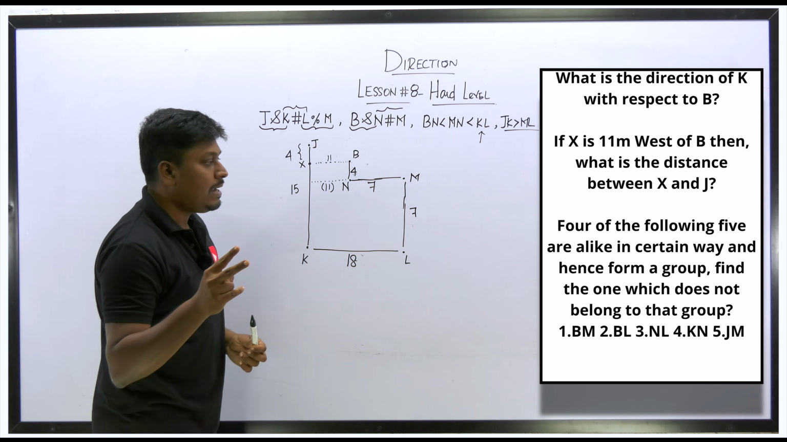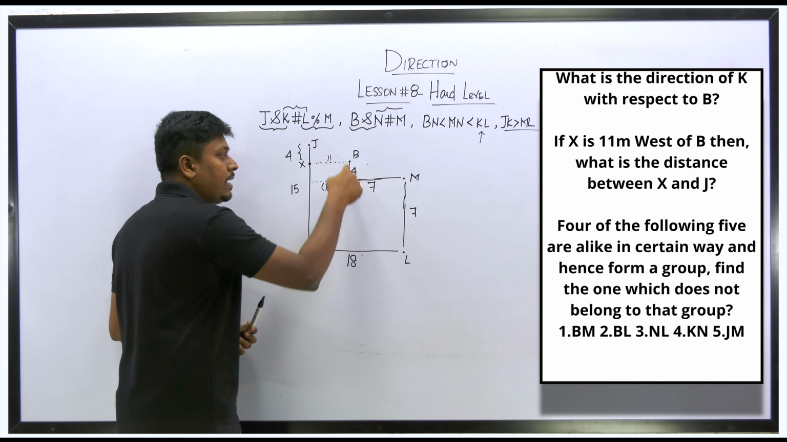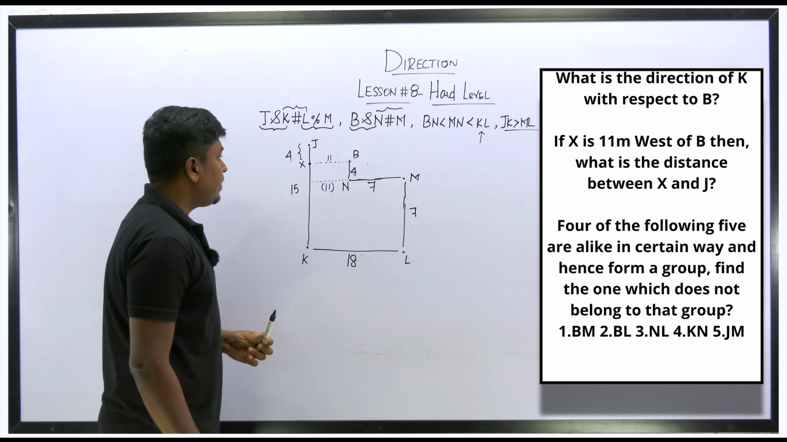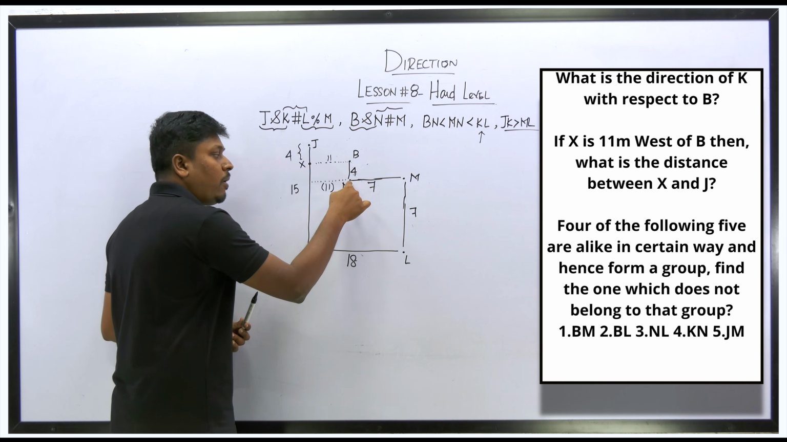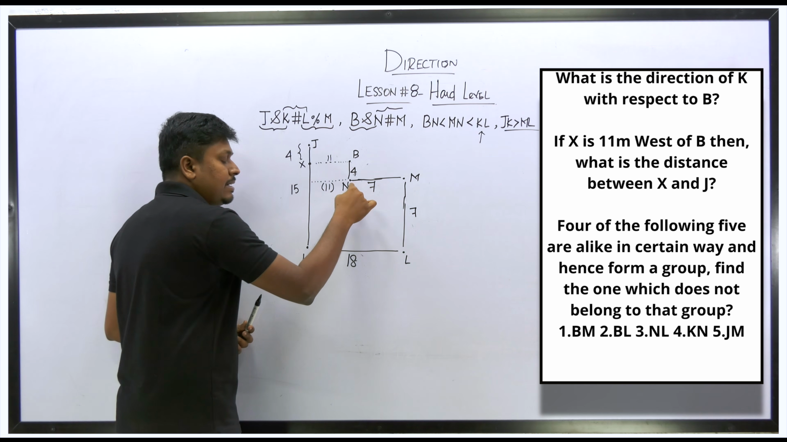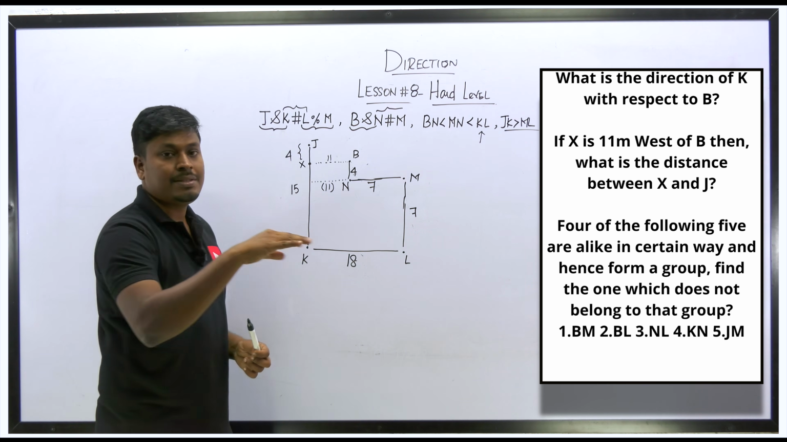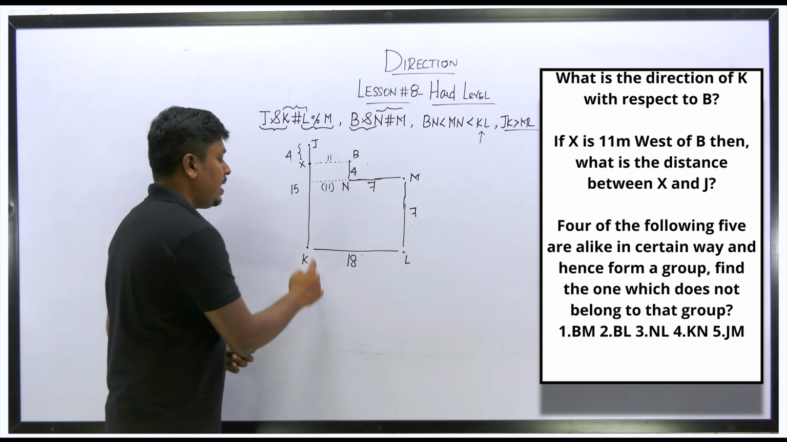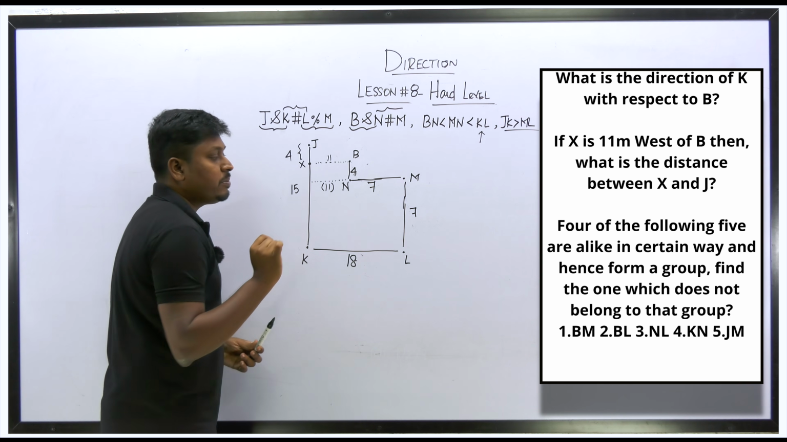Similarly, second, B and L. From B, the direction of L will be southeast again. Got it? Third, N and L. Again, from the point N, L is in the direction of southeast. Got it? So first all 3 options are in the southeast direction. Fourth option, K and N. K and N alone is in the direction of northeast. I think the fourth option is wrong.